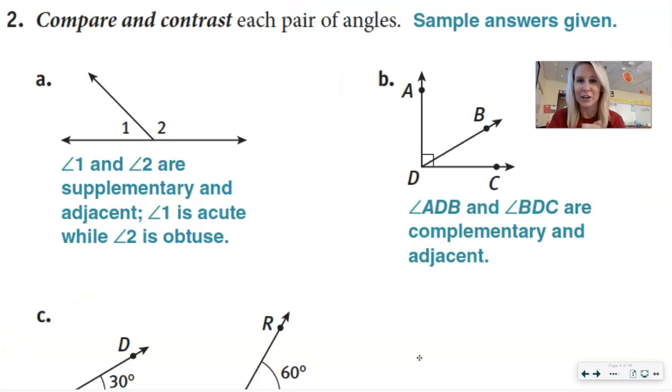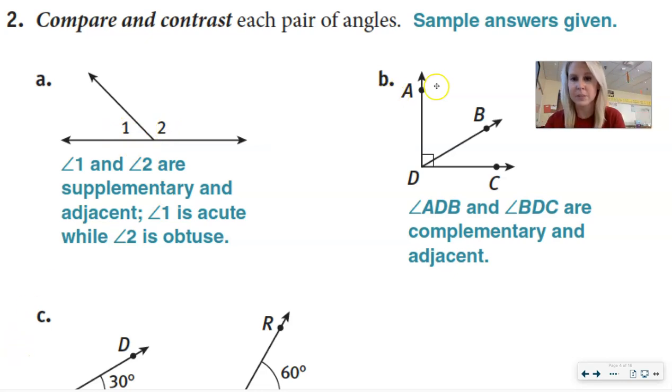So here are some sample answers. Again, you can have something different on your paper, that's totally fine. On part A, I said that angle 1 and angle 2 are supplementary. Remember that means they are 180 degrees. And they're also adjacent, they're right next to each other. I said angle 1 is going to be acute while angle 2 is obtuse. So that's kind of how they're different.